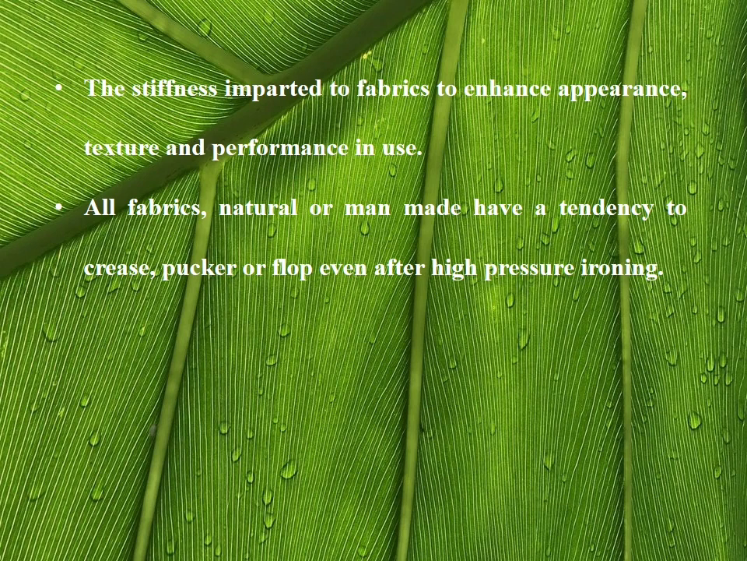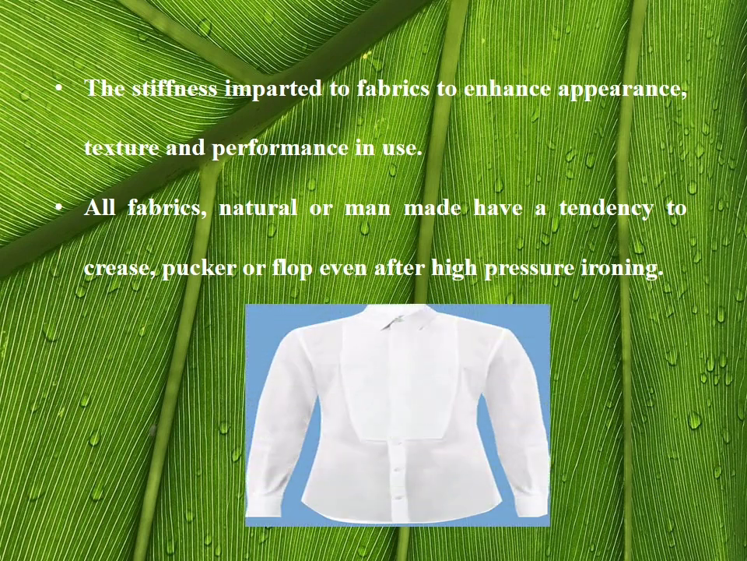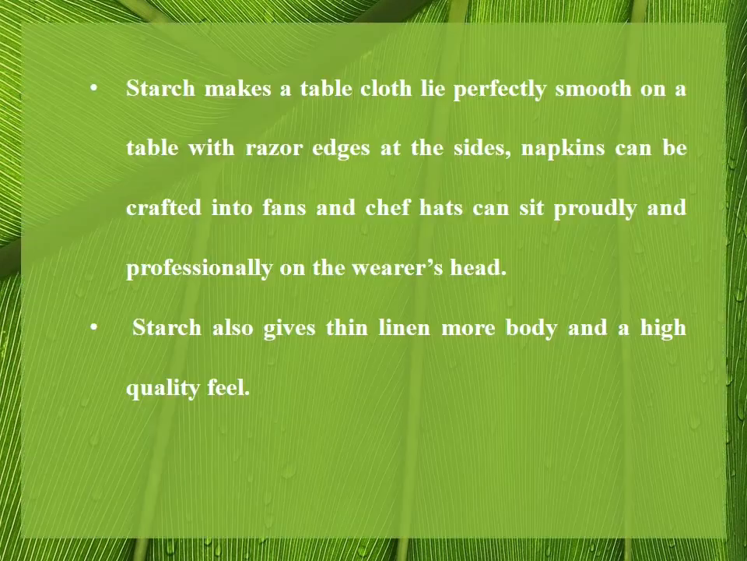All fabrics, natural or man-made, have a tendency to crease, pucker, or flop even after high-pressure ironing. Starch makes a tablecloth lie perfectly smooth on a table with razor edges at the sides. Napkins can be crafted into fans and chef hats can sit proudly and professionally on the wearer's head. Starch also gives thin linen more body and a high quality feel.